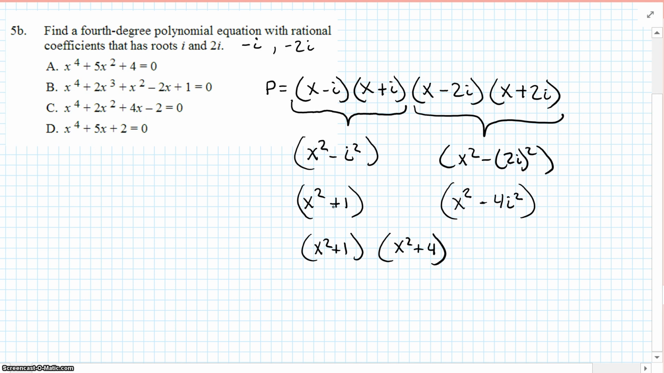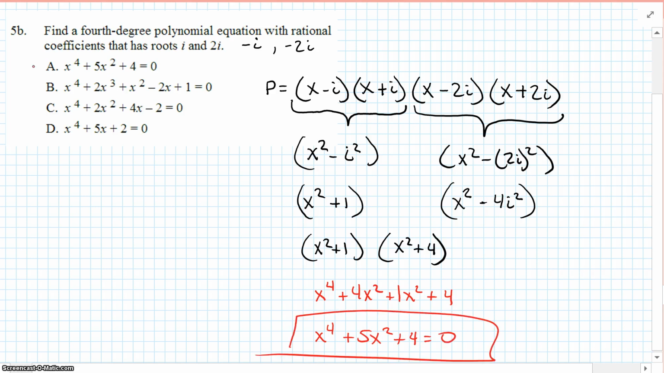So now I'm going to multiply x squared plus 1 times x squared plus 4. So x squared times x squared, when we add the exponents, is x to the 4th. x squared times 4 would be 4x squared. 1 times x squared would be 1x squared. And 1 times 4 would be 4. Sum like terms, so I get x to the 4th plus 5x squared plus 4 equals 0. The answer would be A. All right, hopefully that clears up any questions you had on 6.5.